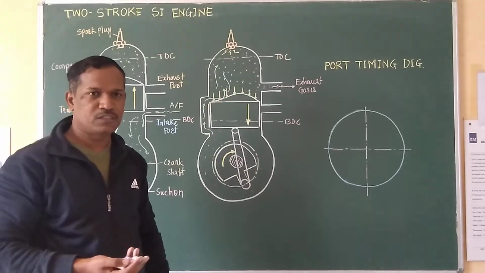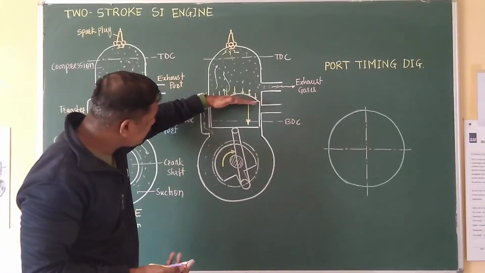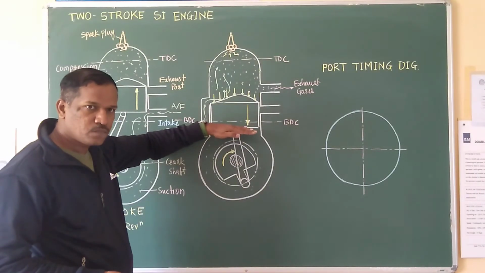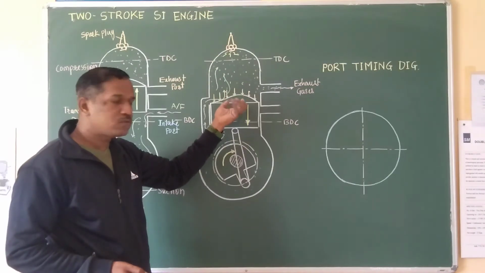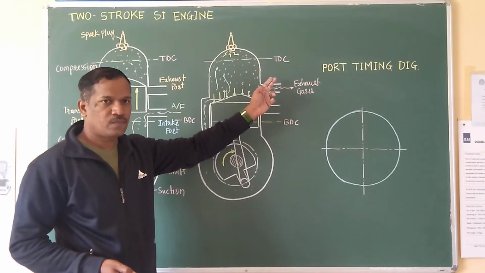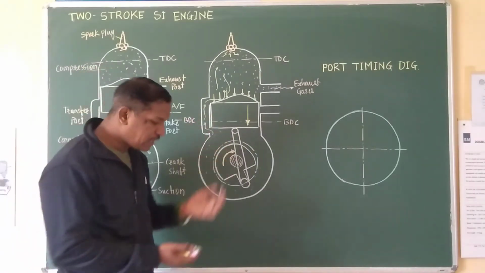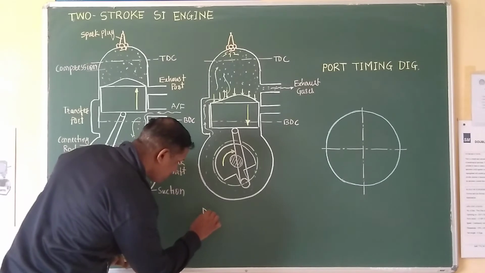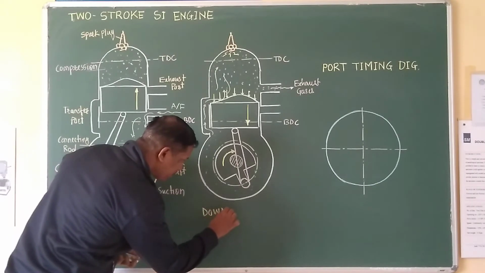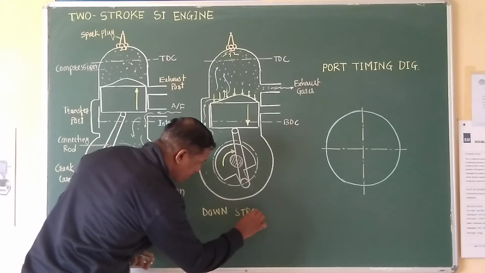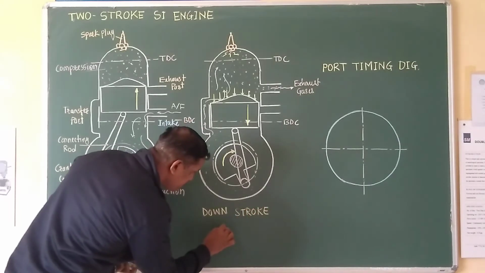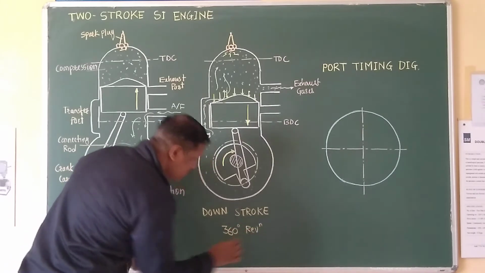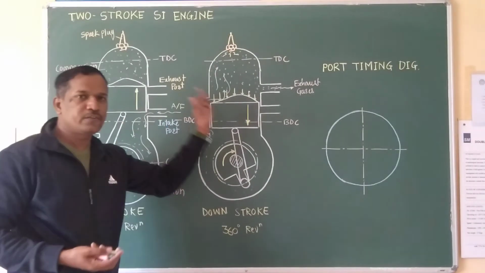So fresh charge starts filling this top side due to the crown shape. Exhaust gases try to move out on the second side, the exhaust port side. Secondly, when the piston is moving towards BDC, this fresh charge has a higher density than the burnt gases. So due to the density difference also, this fresh charge pushes out the exhaust gases continuously even though the piston moves towards BDC.